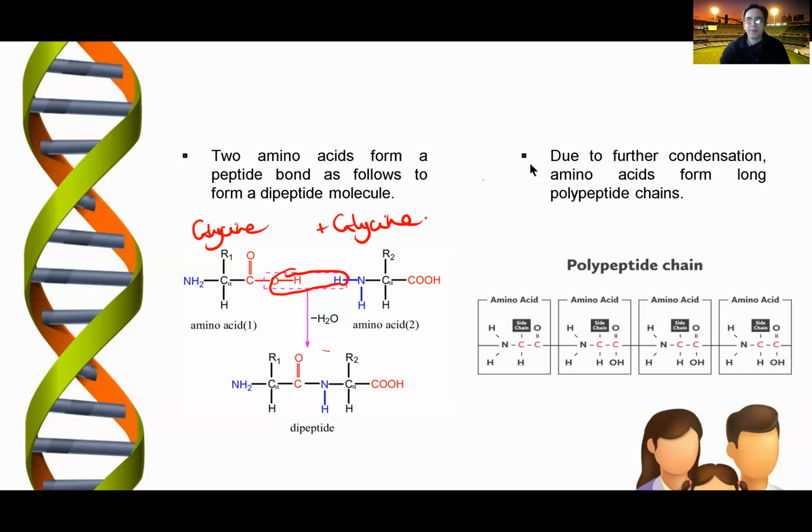We covered this briefly in my first video about DNA and the synthesis of proteins. So this is an important concept to understand. On to our next slide.